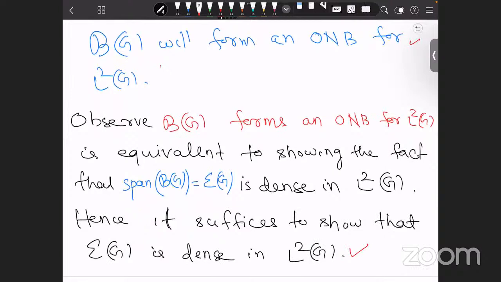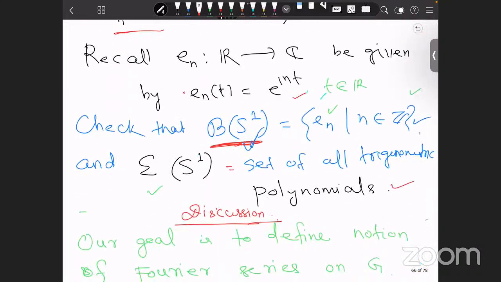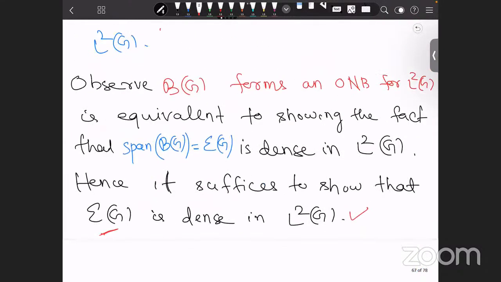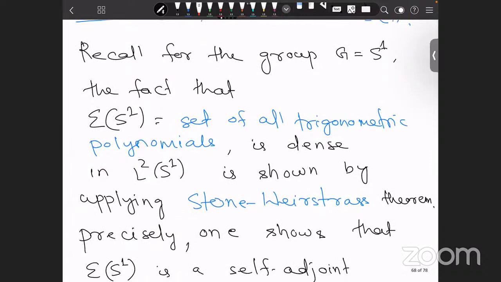Now let us look at the example S1. For the case S1, what is E_S1? E_S1 is nothing but the set of all trigonometric polynomials. So how is it done for the case of S1? For the case of S1, the fact that E_S1 is dense in L2(S1) is shown by using something called the Stone-Weierstrass theorem. Recall that for the group G equal to S1, the fact that the set of all trigonometric polynomials is dense in L2(S1) is shown by applying the Stone-Weierstrass theorem.